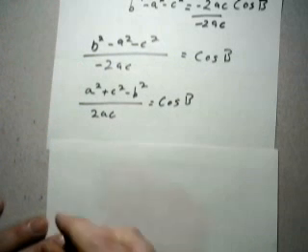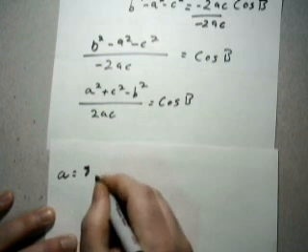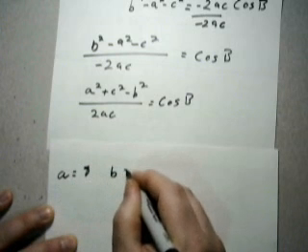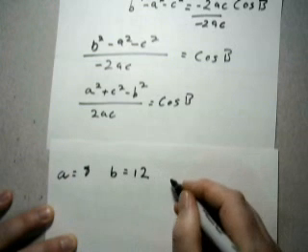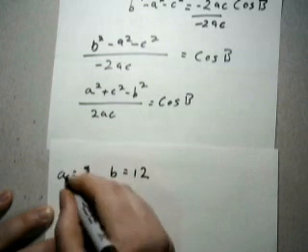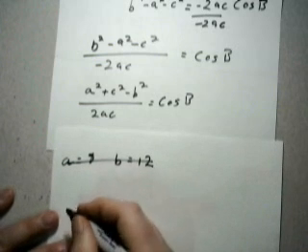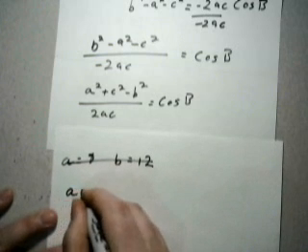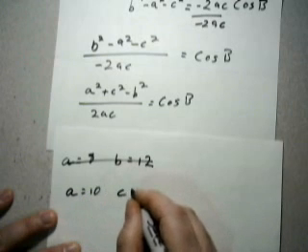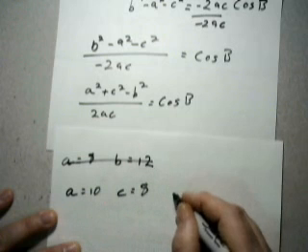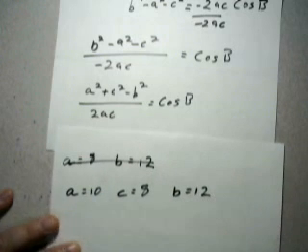So A is equal to 8. B is equal to 12. Oop, that's not right. I looked at it wrong. A is equal to 10. C is equal to 8. And B is equal to 12. Sorry, I couldn't read my own writing there.